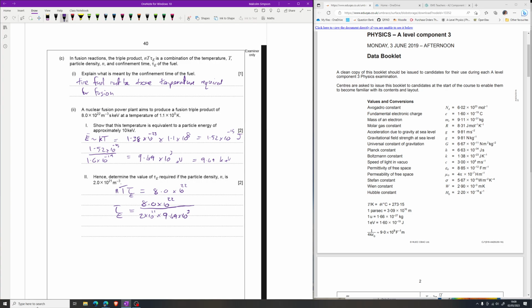And then it's kilo electron volts. Yeah, there's no Kelvin in these units whatsoever. So I am pretty sure that's what we need to do here. Soon find out if I get a ridiculous answer.